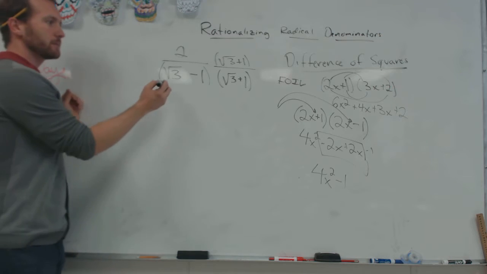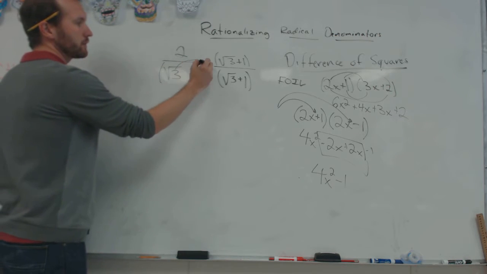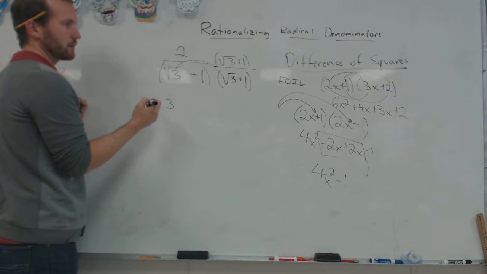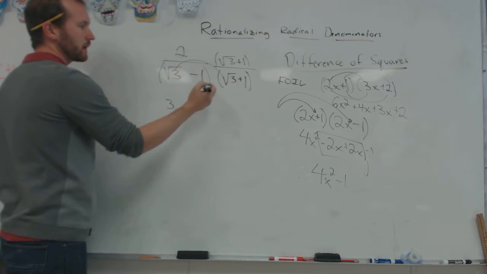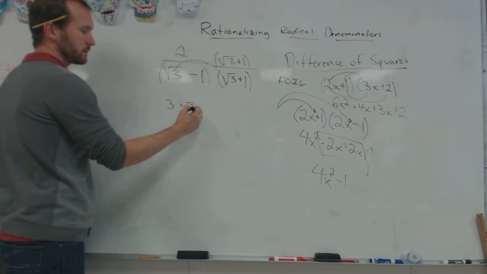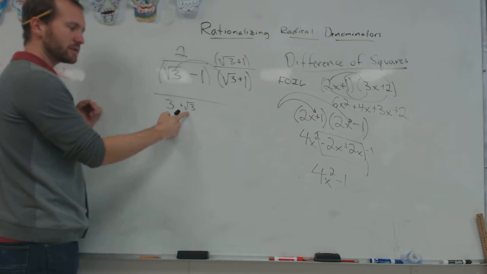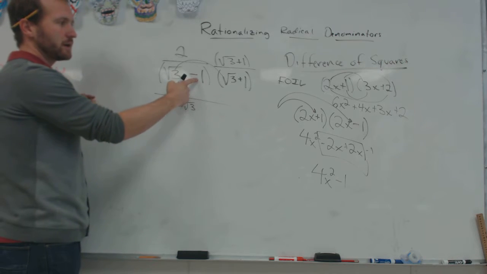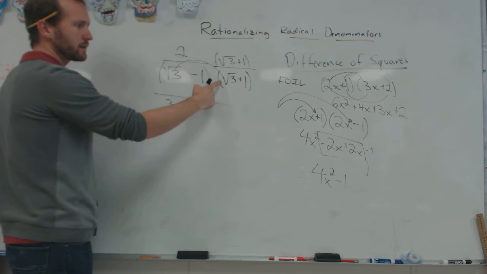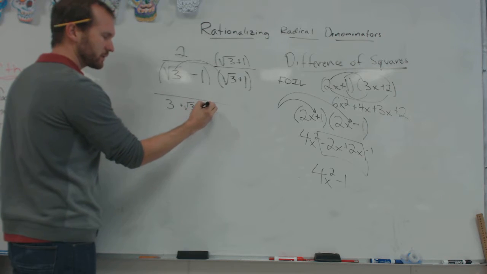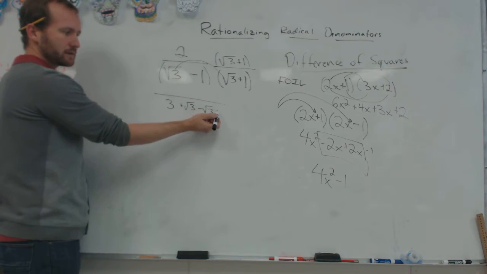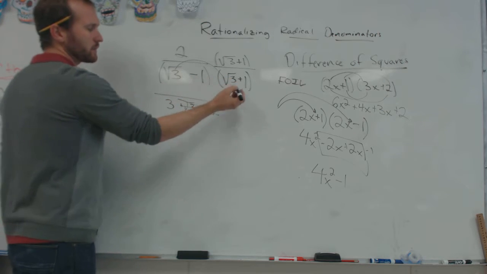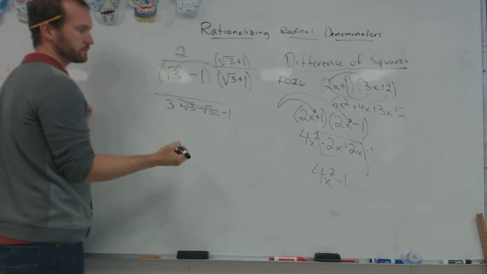Now watch what happens. I'm going to use FOIL. First term, square root of 3 times the square root of 3 is 3. Then I have square root of 3 times 1. So far this isn't looking good. I have a square root in my denominator, which is what I was trying to get rid of. But watch. Now I have negative 1 times the square root of 3, so minus the square root of 3. And these are going to cancel each other out. Then I have negative 1 times positive 1, which is just minus 1.